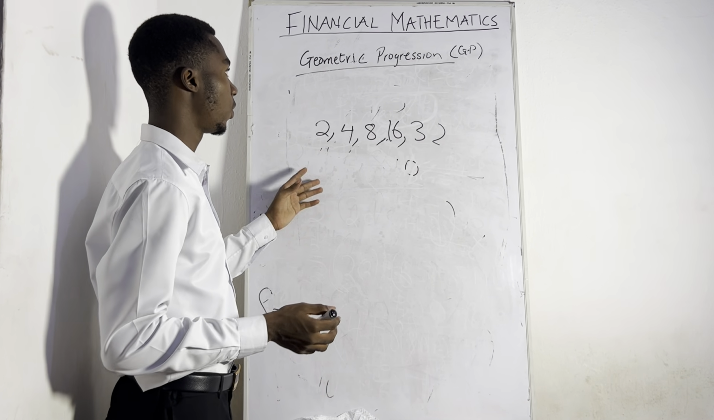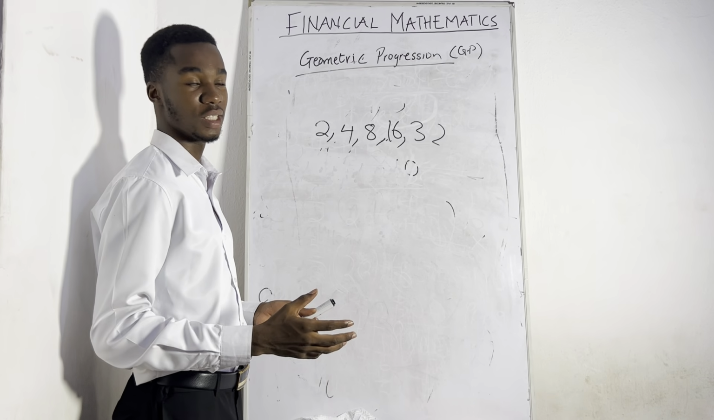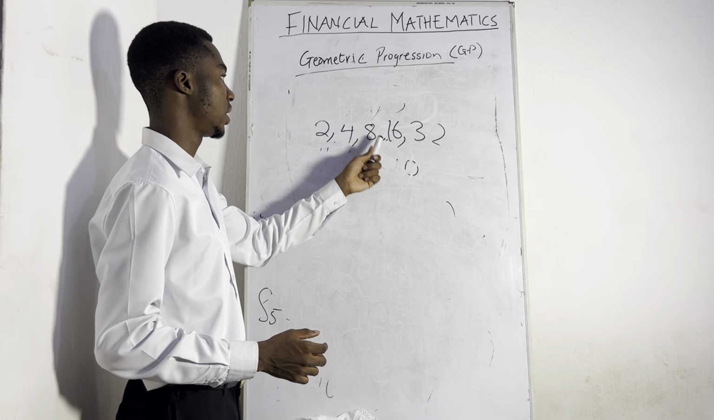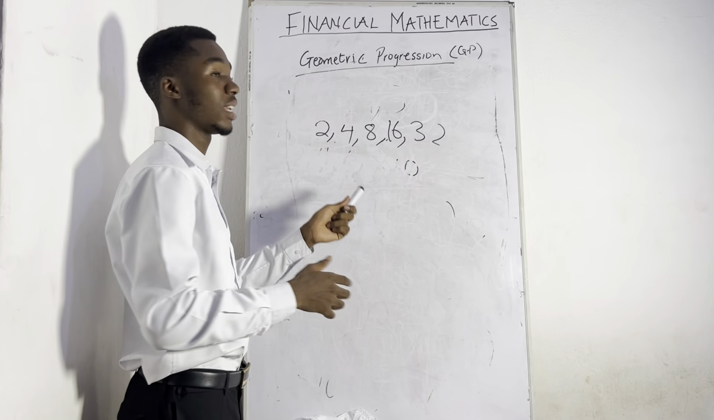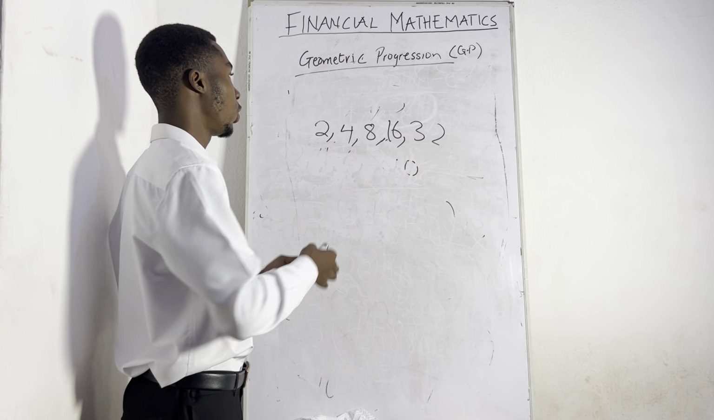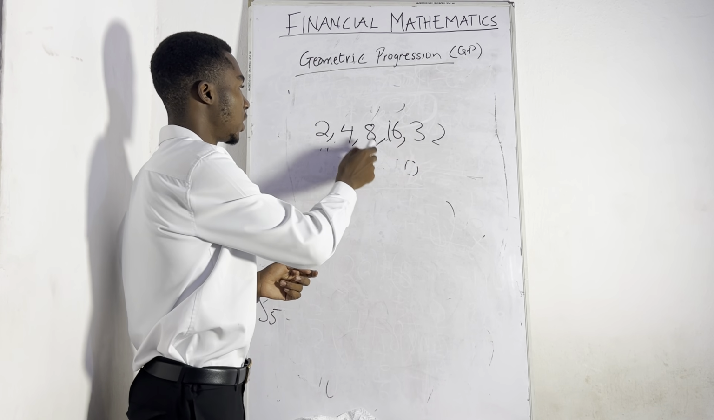So this is an example of a geometric progression. The numbers are increasing exponentially. You get it? So 2 times 2 is 4. 4 times 2 is 8. 8 times 2 is 16. 16 times 2 is 32. If I want to know the next number, I just multiply it times 2. So this one, we don't say it has a common difference, because 4 minus 2 is 2, but 8 minus 4 is not 2. 8 minus 4 is 4.